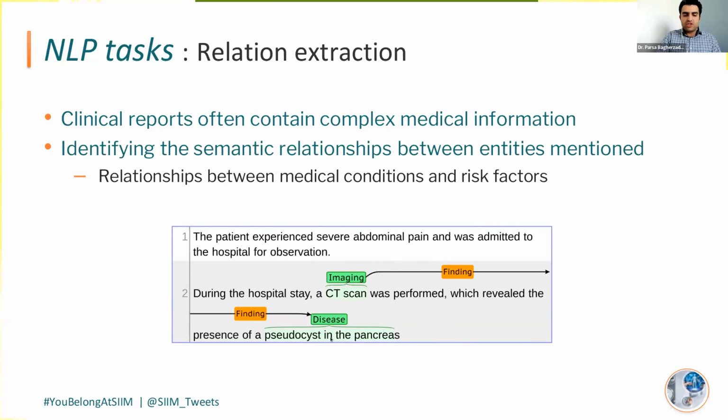So we have a relation between this disease and this imaging. This is really important for clinical reports. Why? Because they often contain very complex information that is provided.